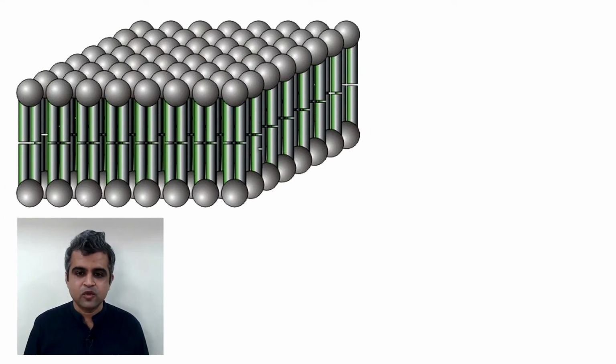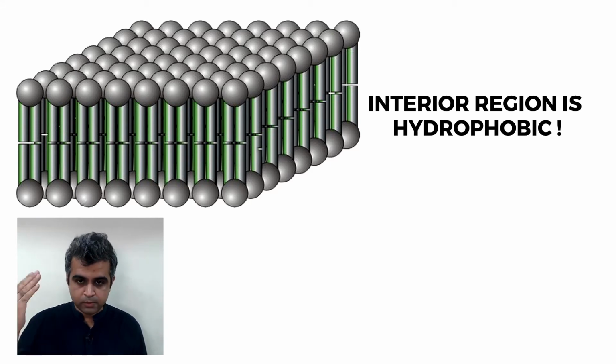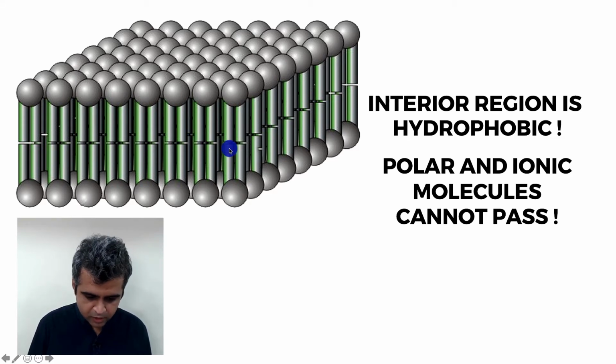So this is how the phospholipid bilayer looks like. And the interior region is hydrophobic. So बाहर की तरफ on top as well as below where you see the heads, it is water loving, but बीच वाला part is hydrophobic. And that, dear students, is the reason why polar and ionic molecules cannot pass. Now why can they not pass from here? Because polar and ionic molecules have charge and this thing does not have any charge, so there is no attraction, so this will not allow it to pass at all.